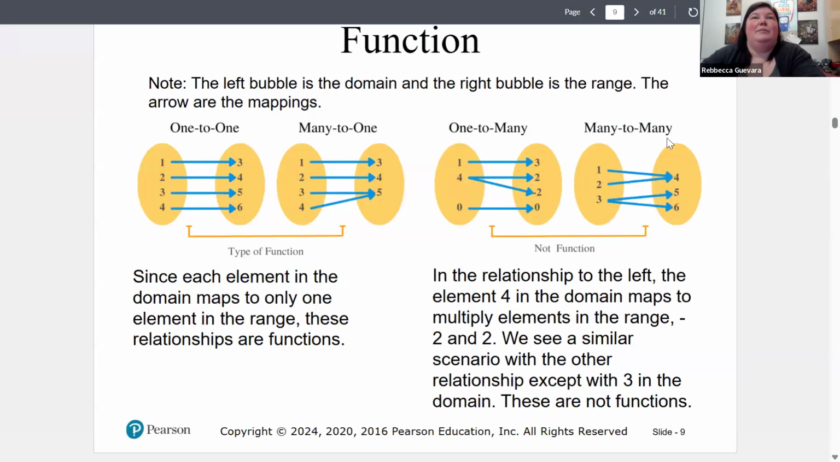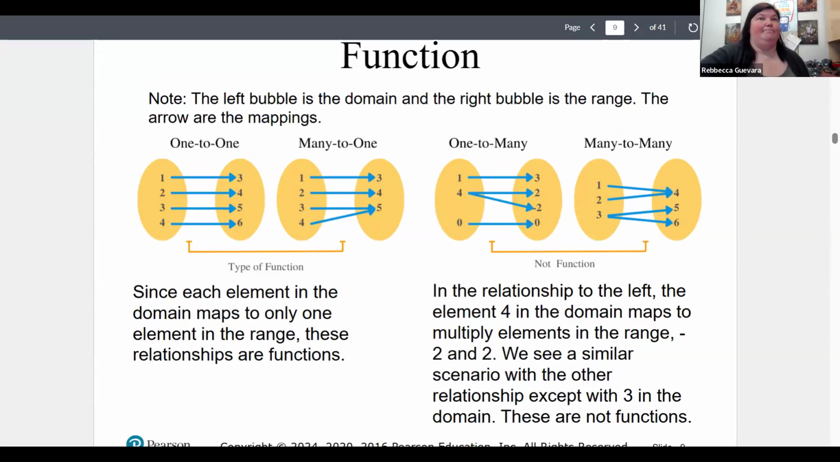So the function, note the bubble on the left of each one of these is a domain, and the bubble on the right is the range, and the arrows are the mappings. So we're going to write D and R for domain and range. But each one of these is representing a different kind of relation. And these two represent functions here. The first one is a one-to-one function.